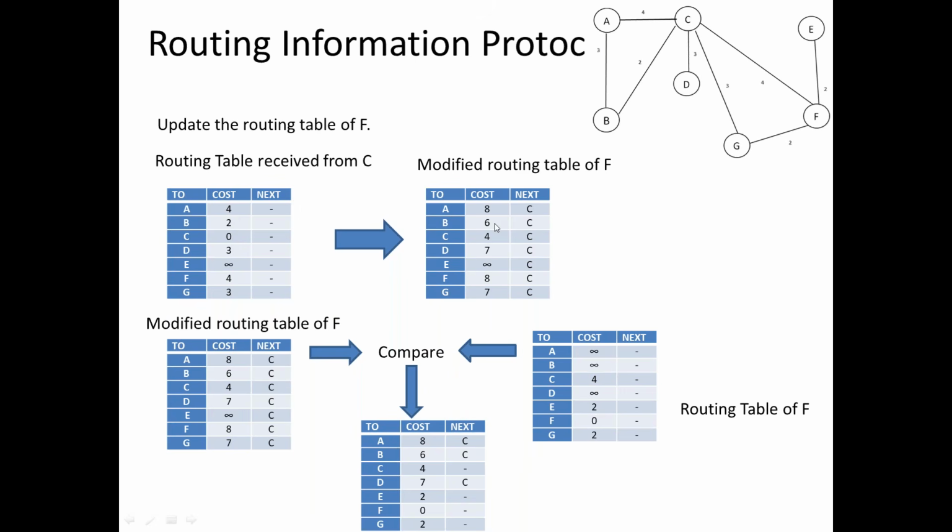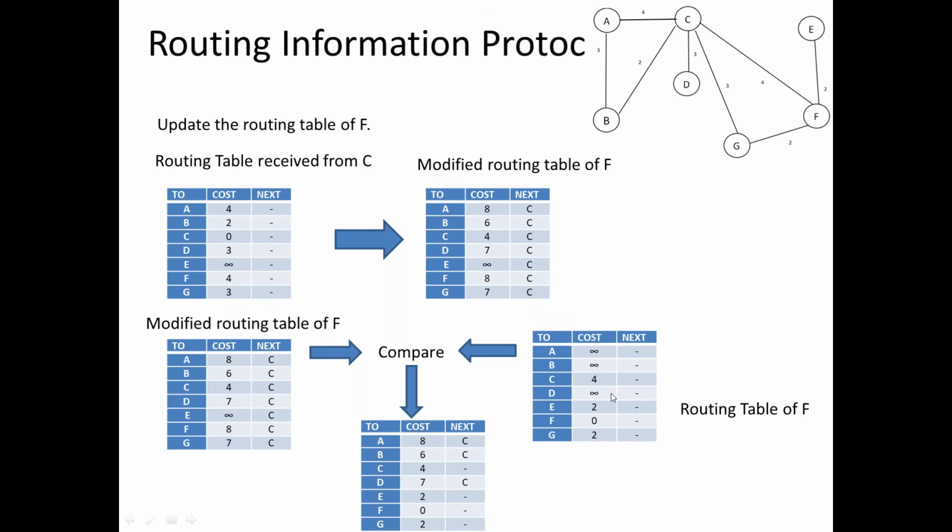B is 2, make it B6. C is 0 there and make it 4 here, and it should be like through C. And then D is 3, so just add 4 to that, so it will be 7. So infinity, 8 and 7. Now this is our modified routing table based on the routing table received from C.